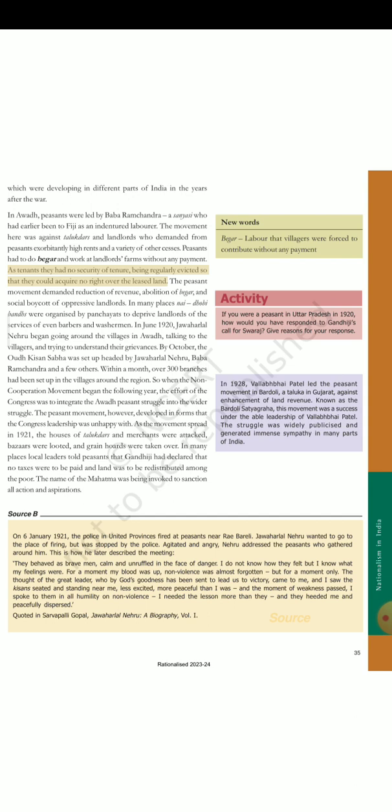As tenants, they had no security of tenure, being regularly evicted so that they could acquire no right over the leased land. The peasant movement demanded reduction of revenue, abolition of begar, and social boycott of oppressive landlords. In many places, dhobi bands were organized by panchayats to deprive landlords of the services of even barbers and washermen.